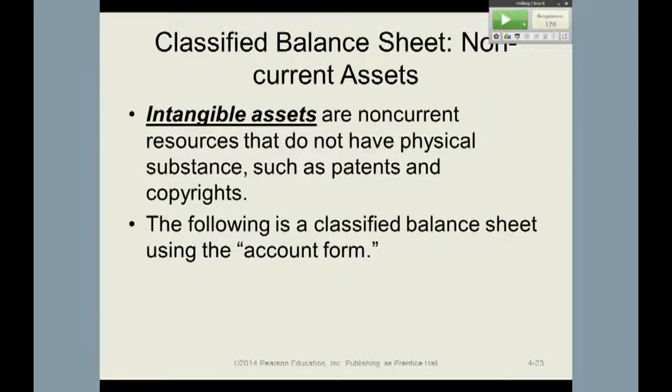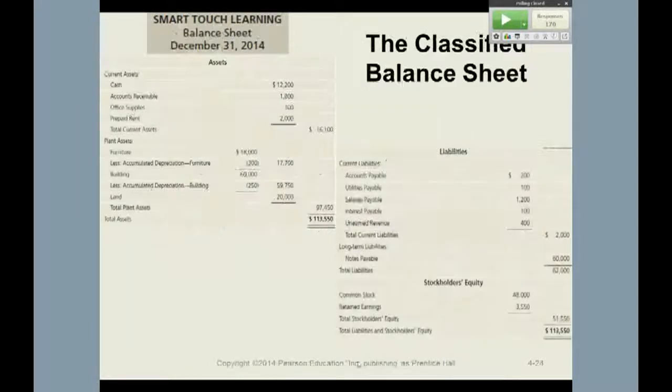Now, we mentioned that we saw the report form. Here's an account form, just to make sure we see that. An account form that is classified. So this is an account form. It has the assets on the left, liabilities and equity on the right. More importantly, it is classified. So notice it's got current assets listed as cash, receivables, office supplies, prepaid rent. The long-term assets include plant assets like the furniture in the building.